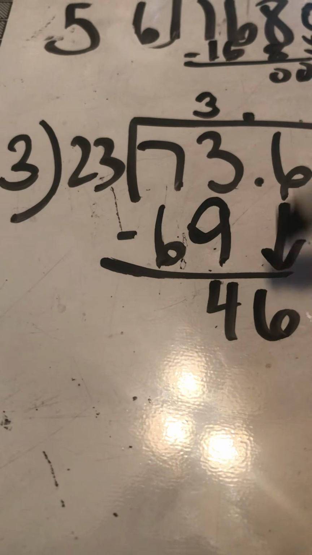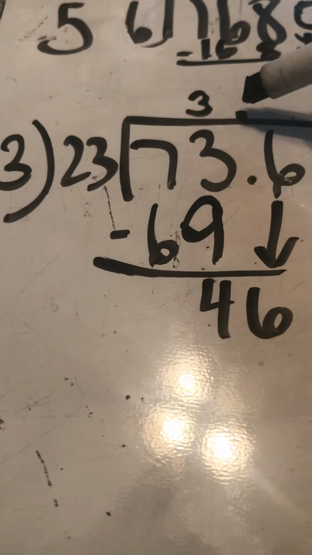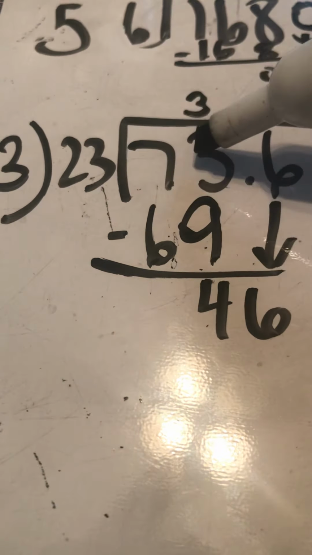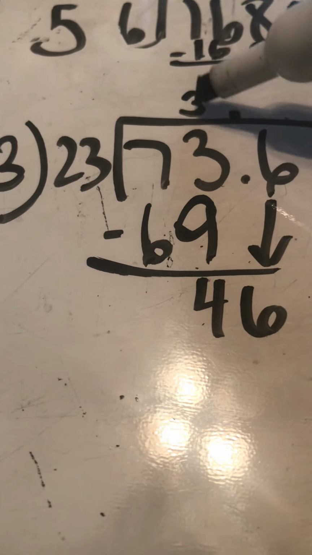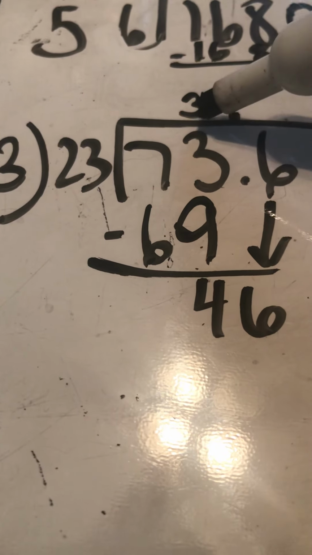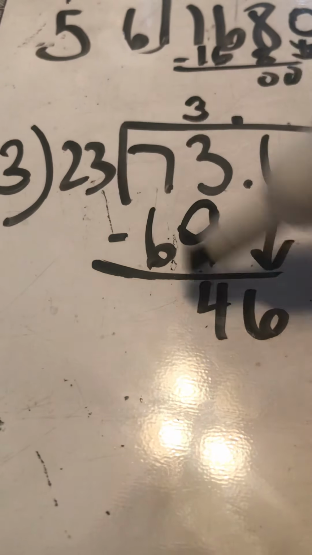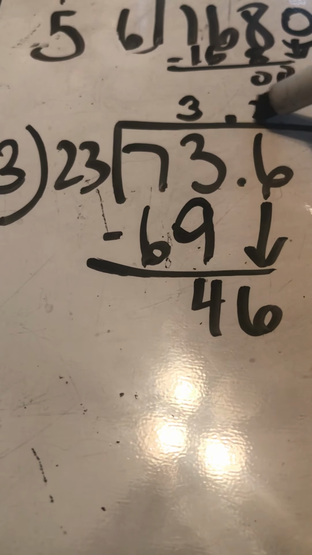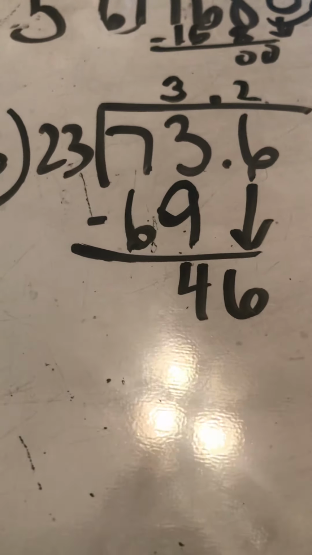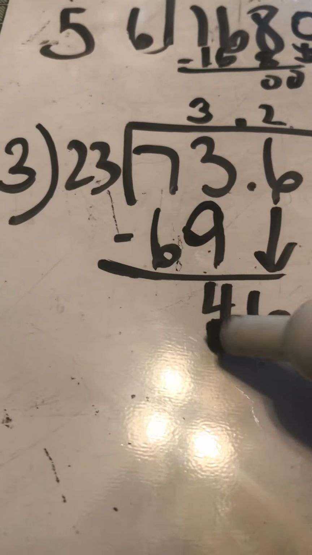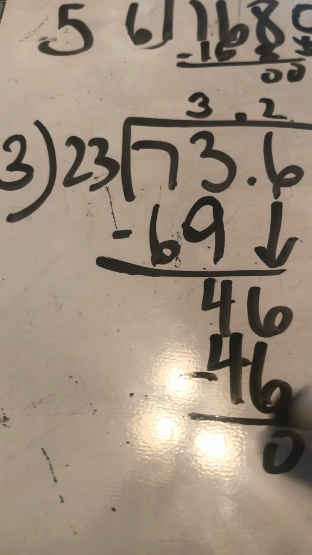23 goes into 46 twice. But remember, where am I going to place this? I said 23 goes into 73 3 times. And that 3 should have gone above the 3 just like I have it. So when we say 23 goes into 46, 2 times, we're going to have to put that 2 behind our decimal. So 2 times 23 is 46. So that's 1, 2, and 3.